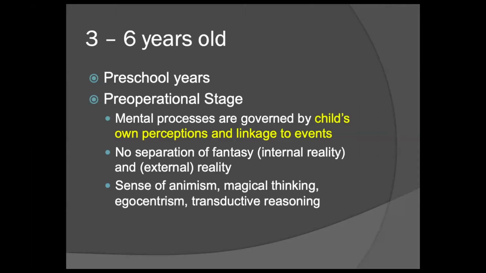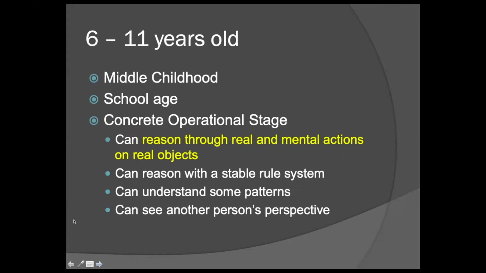The next stage is the 6 to 11-year-old group, the middle childhood, which is the concrete operational stage. Here, children can reason through real and mental actions on real objects. They can reason with a stable rule system. They can understand some patterns, and they can see another person's perspective.